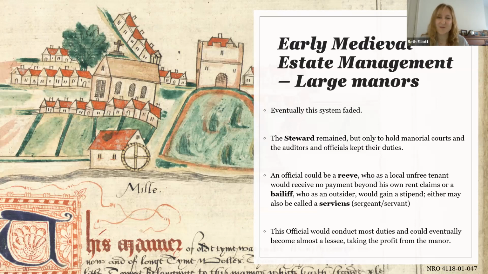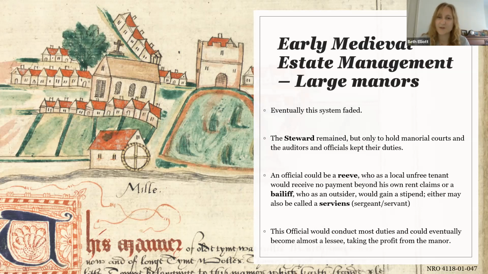Eventually, we see this sort of firm hierarchy fading, but the terms remain. We just have to bear in mind that the duties change a little bit. So the steward does remain, and you will see him coming up on manorial records. But we start to find that over time, their duties seem to relate mostly to manorial courts. And you'll usually see on court rolls, again, which I'll highlight a bit later on, that the steward is mentioned as holding the courts. The auditors keep their duties and the officials also keep their duties.